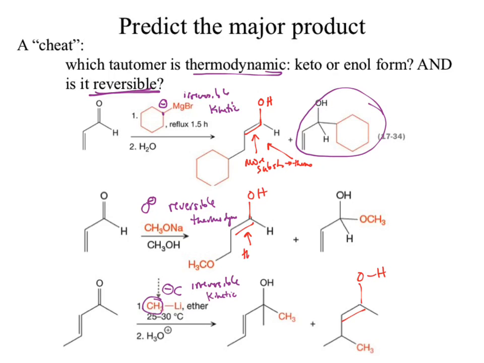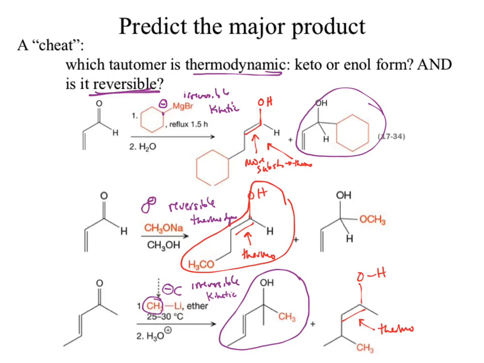This is our stable. This is our thermo. Oh, look at that. We were looking for our thermo. That needs to be the one we would circle. Next one. We're looking for a kinetic product. Again, the more substituted is our thermo, which then means the left one's our answer.